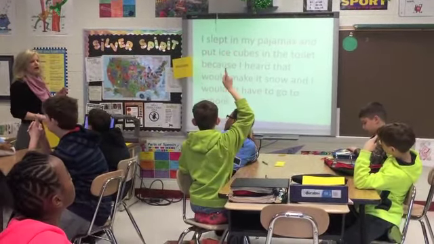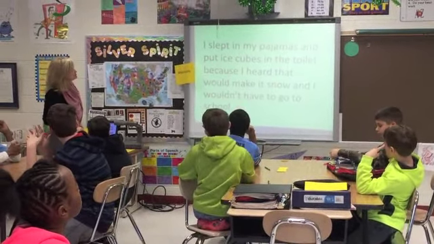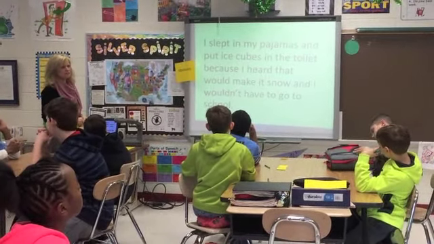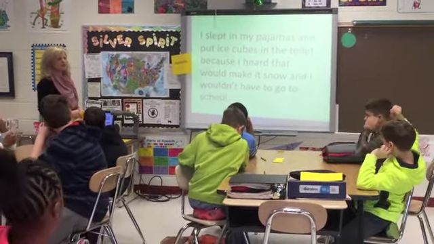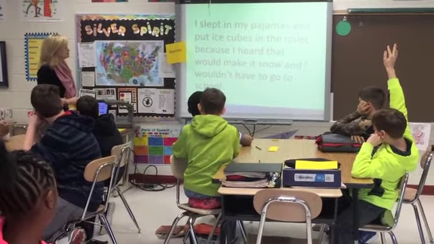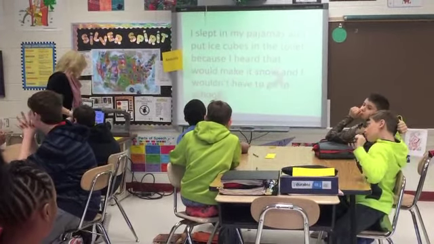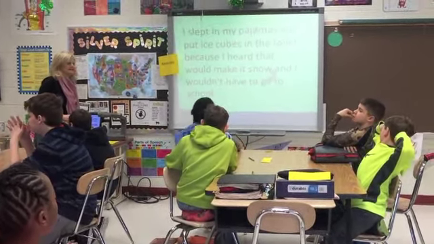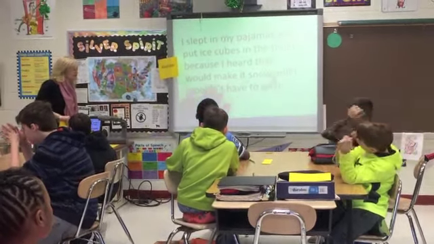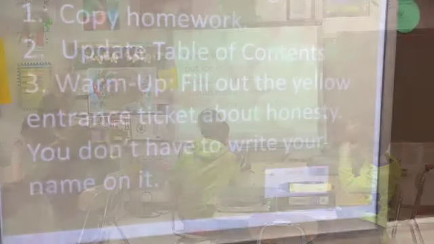There is 1 comma. Who can tell us where it goes? I slept in my pajamas. So put ice cubes in the toilet would be an independent clause? Remember, just because you see the word "and," that doesn't mean that's where it goes. Yes. Right, because I wouldn't have to go to school is an independent clause. Very good. So that was tricky because you had 2 ands, but you only needed a comma before you did it. Next one.